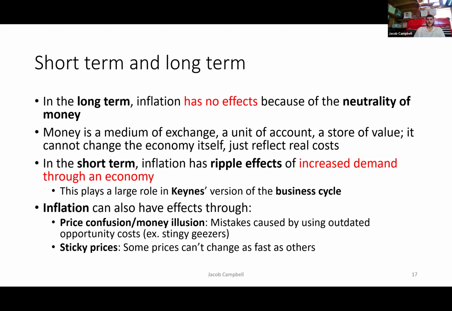In the short term, though, inflation does have effects. It has, first, the ripple effects of increased demand and then it has the ripple effects of decreased supply. And this is going to play a large role in Keynes's version of the business cycle. He only talked about the supply falling. He didn't talk about negative demand shocks being caused by this. But in our next topic, we'll dig into Keynes and look at that more closely using the framework he set out.